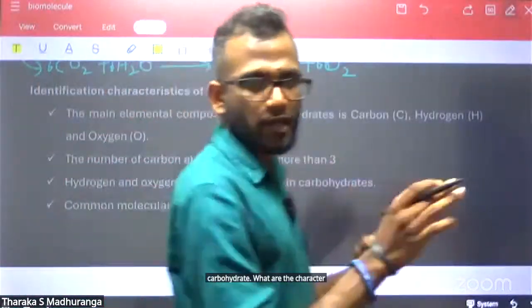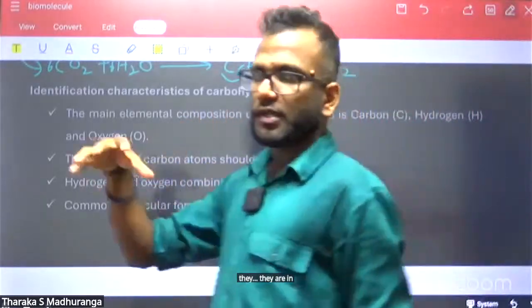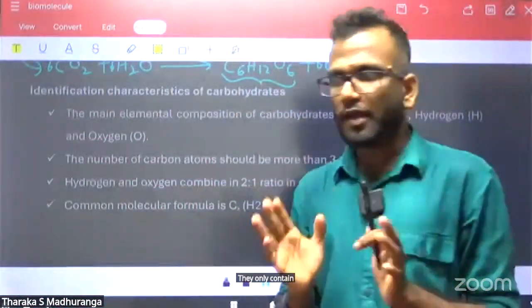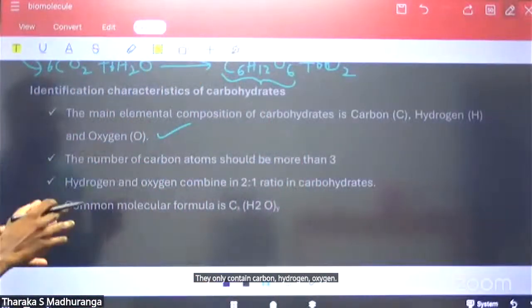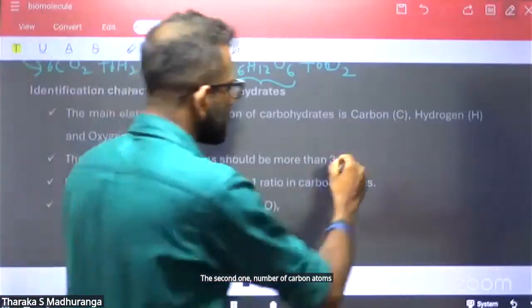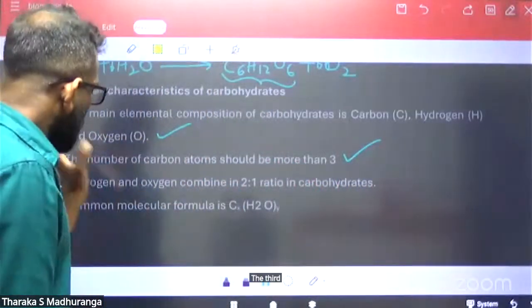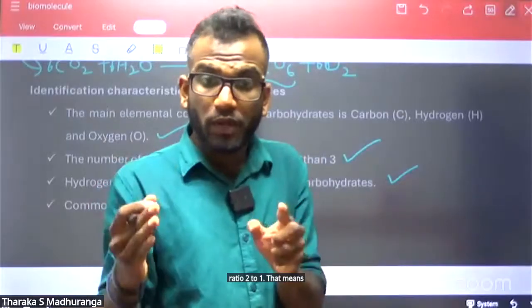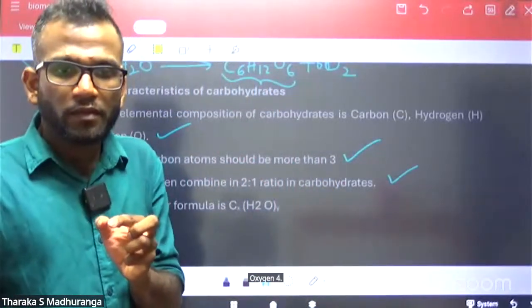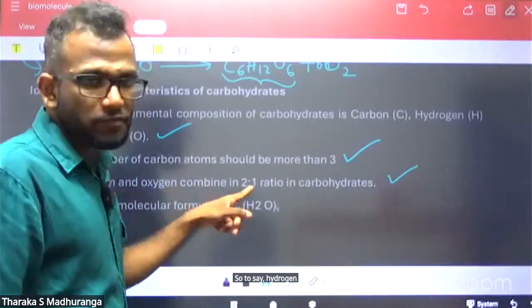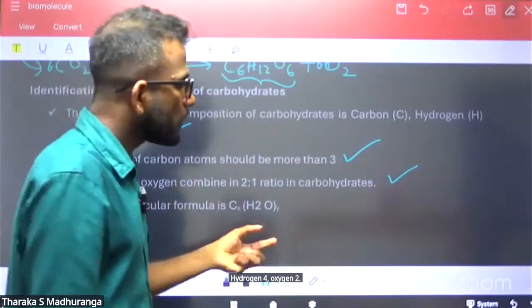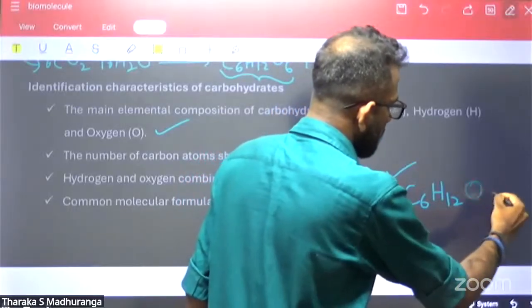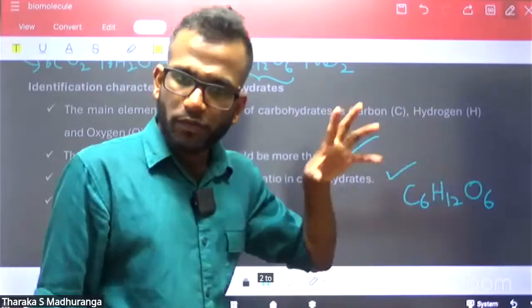What are the characteristics again? In the composition, they only contain carbon, hydrogen, oxygen only. The second one, number of carbon atoms at least 3. The third one, hydrogen and oxygen ratio 2 to 1. That means hydrogen 2, oxygen 1. Hydrogen 4, oxygen 2. See the glucose structure. Two to 1. I got the point.